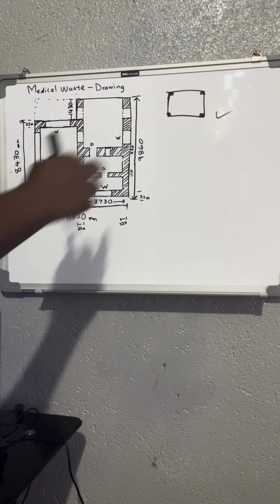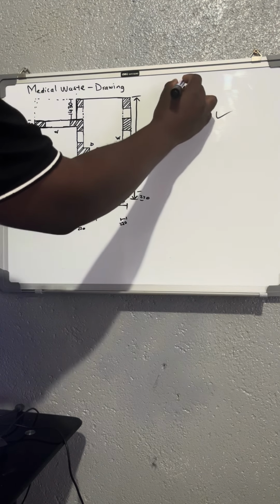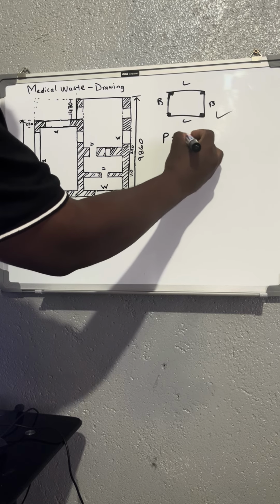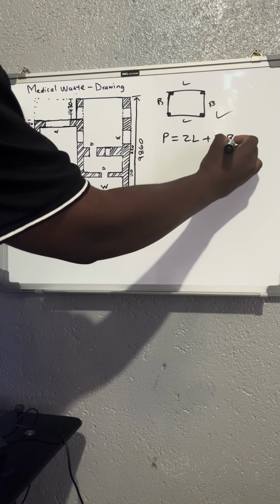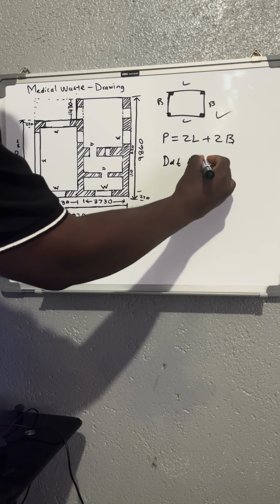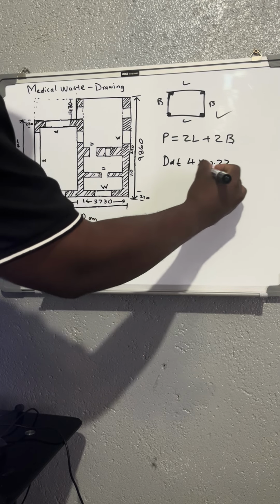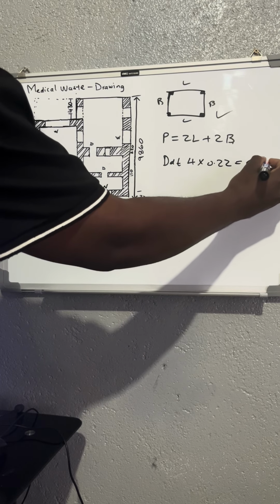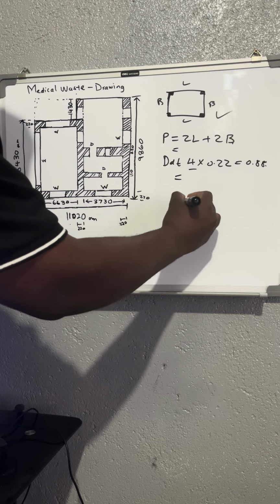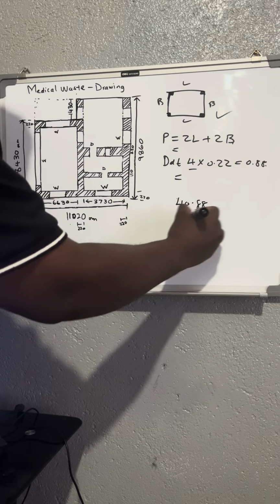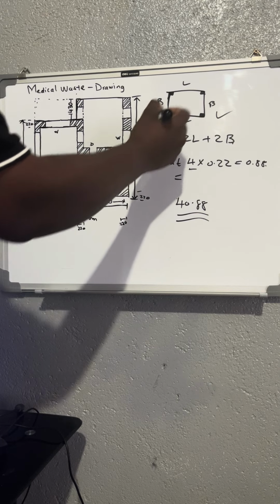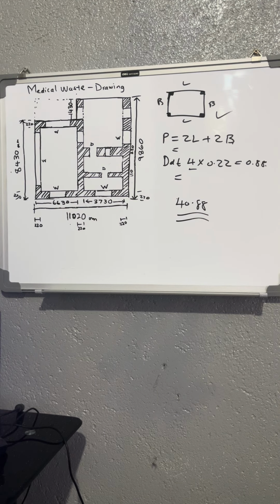Then you're having a shape like this. These are your two lengths, these are your breadth. Then you just use the formula for the perimeter, which is twice your length plus twice your breadth. Then you work this out, and then you deduct the four corners. This is your 0.88. From this value that you get, you deduct this one, then you will get your 40.88. See, the 4 is the 1, 2, 3, 4 corners. So as simple as that.